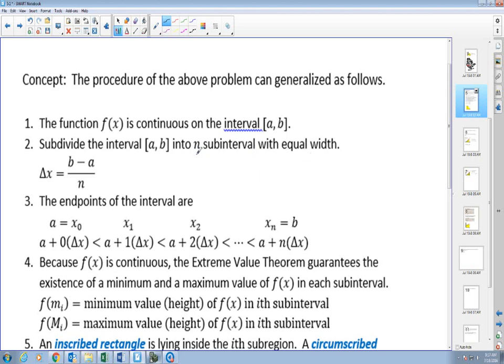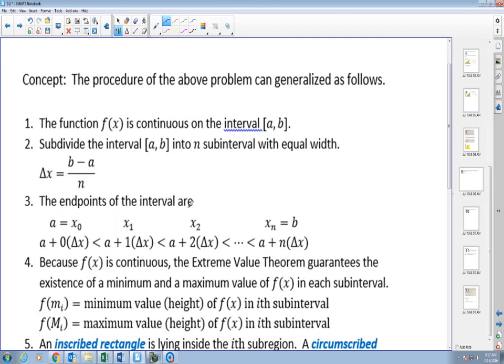Earlier we looked at 5 subintervals of equal width, or 5 rectangles. So delta x, which refers to the width, is b minus a over n. Here n is the number of subintervals, b is one end of the closed interval, and we subtract the beginning of the closed interval a. So this is going to be our width.